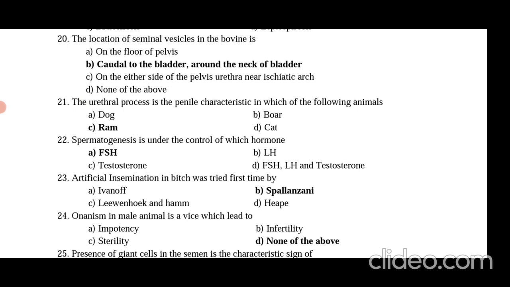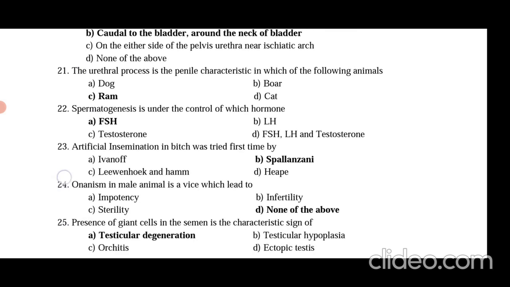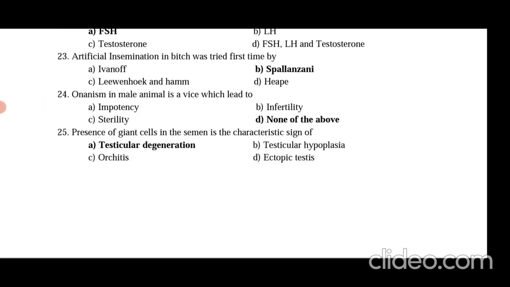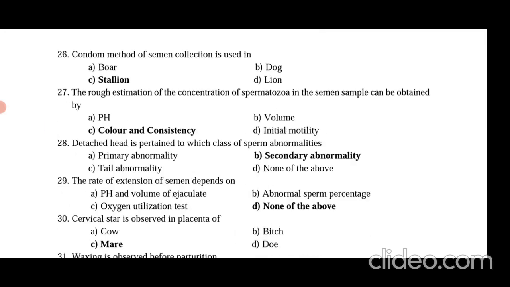Artificial insemination was first tried by Spallanzani. Onanism in a male animal is a vice which leads to none of the above. Onanism has no effect on impotency, sterility, or infertility. Presence of giant cells in the semen is a characteristic sign of testicular degeneration. Condom method of semen collection is used in stallion.